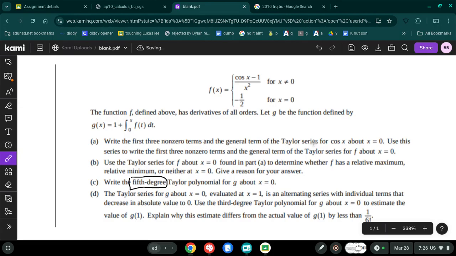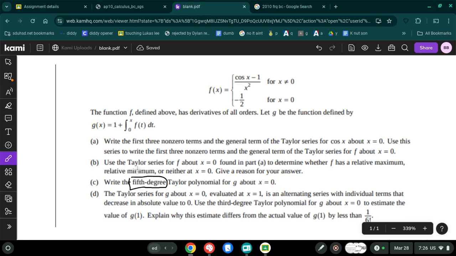So for the first one, I know that I'll need to write out a few terms for cosine of x about x equals 0, and I'll need to use this series to write out the next few terms for (cosine of x minus 1) over x squared. And for the general term for f about x equals 0, I know it's centered around 0, so I don't have to write anything. And then we use the Taylor series for f about x equals 0.